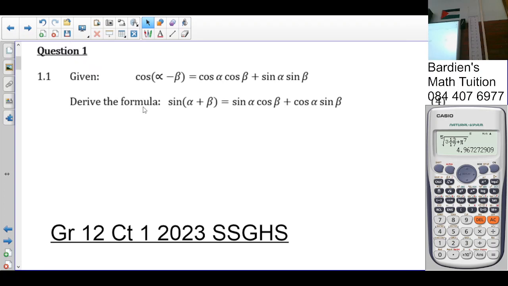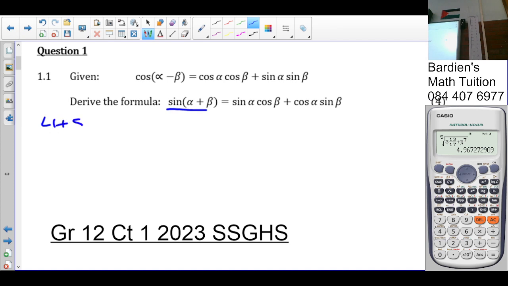Alright, so question 1 says, given cos of alpha minus beta is equal to cos alpha cos beta plus sine alpha sine beta, derive the formula sine of alpha plus beta equals sine alpha cos beta plus cos alpha sine beta. So you must use the given formula, which is cos of alpha minus beta. So what we do is we work with the left hand side.